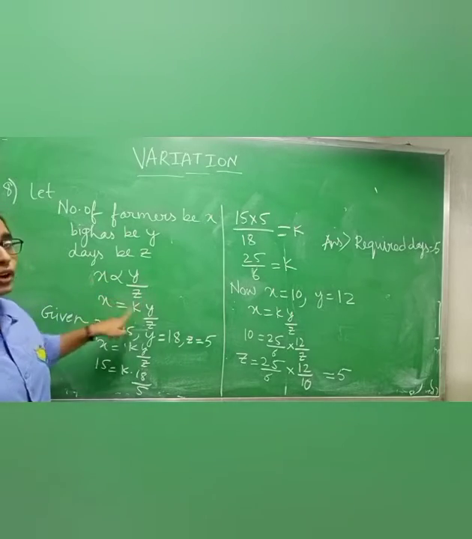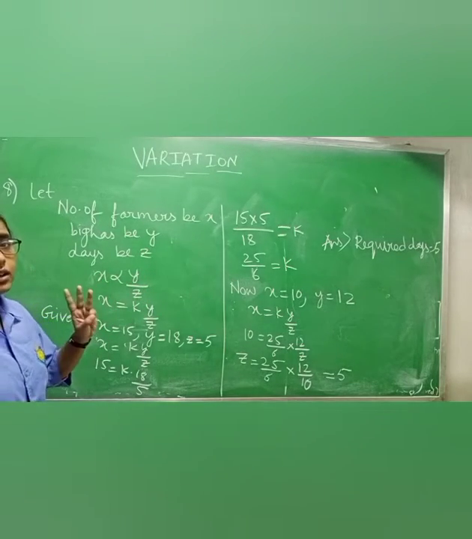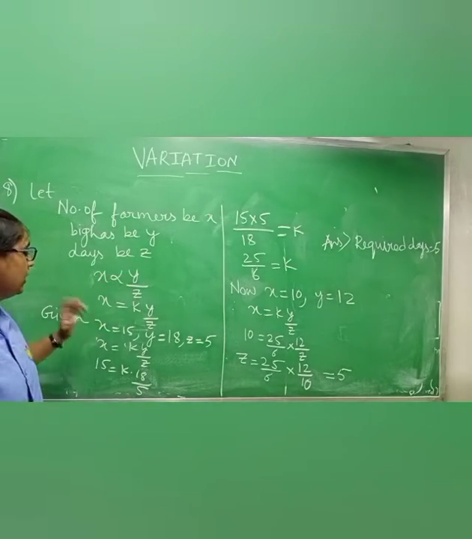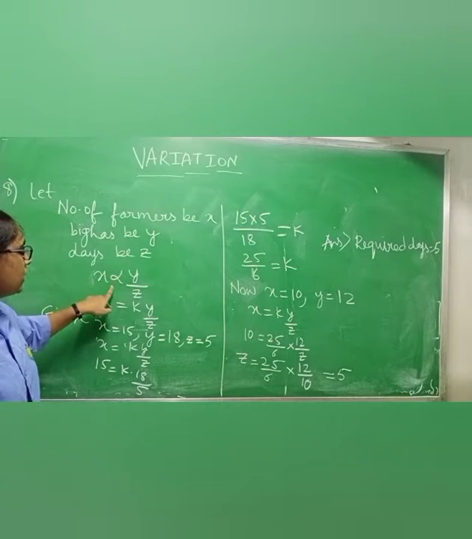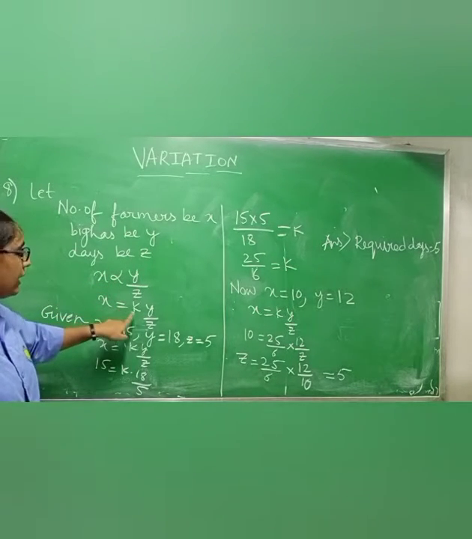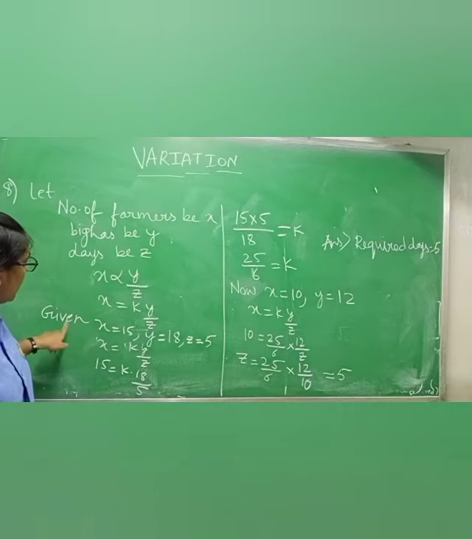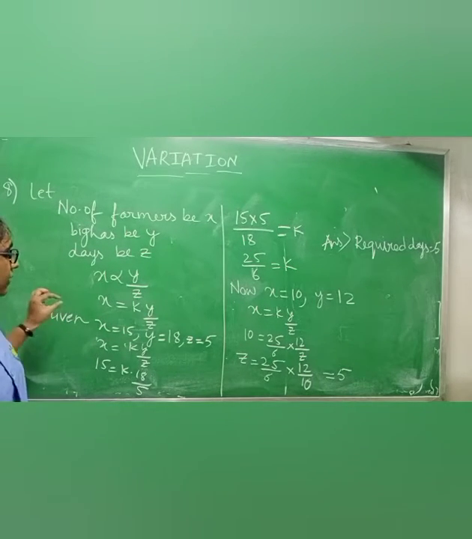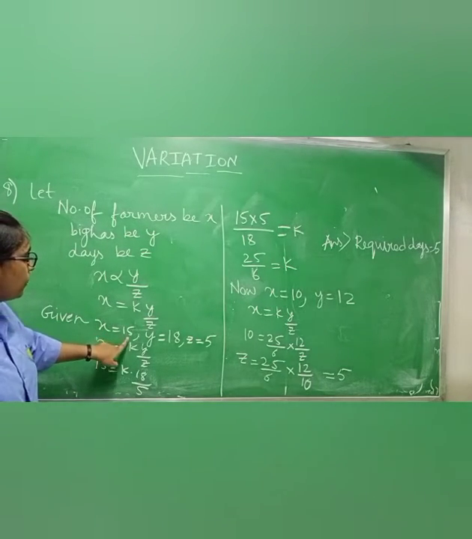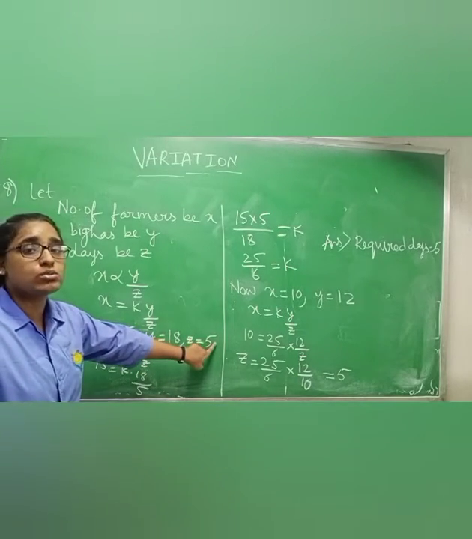See, this one is joint variation. Three variables are there: x, y, z. Now we will remove this variation sign, and we will give equals to sign and k. Now it is given in the first line in your book that x equals to 15, y equals to 18, z equals to 5.